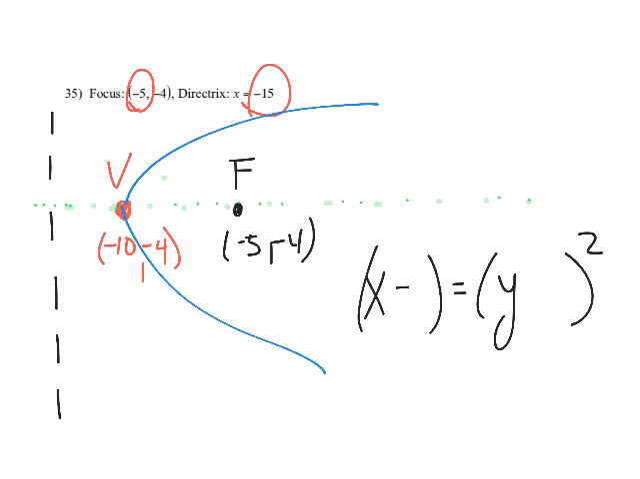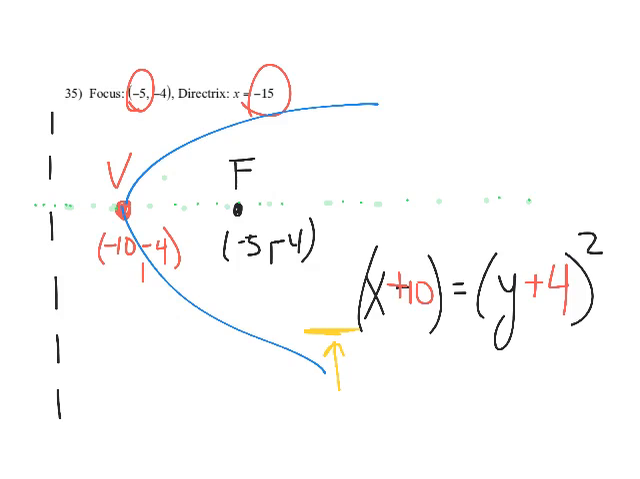So x minus a number equals y minus a number squared, all right? Now, we're also going to have to put a number in front of there. But right now we have two of our numbers. X minus a -10 would be x plus 10, so x plus 10 goes right there. And y minus a -4 would be y plus 4. So you have to figure out what's going here.